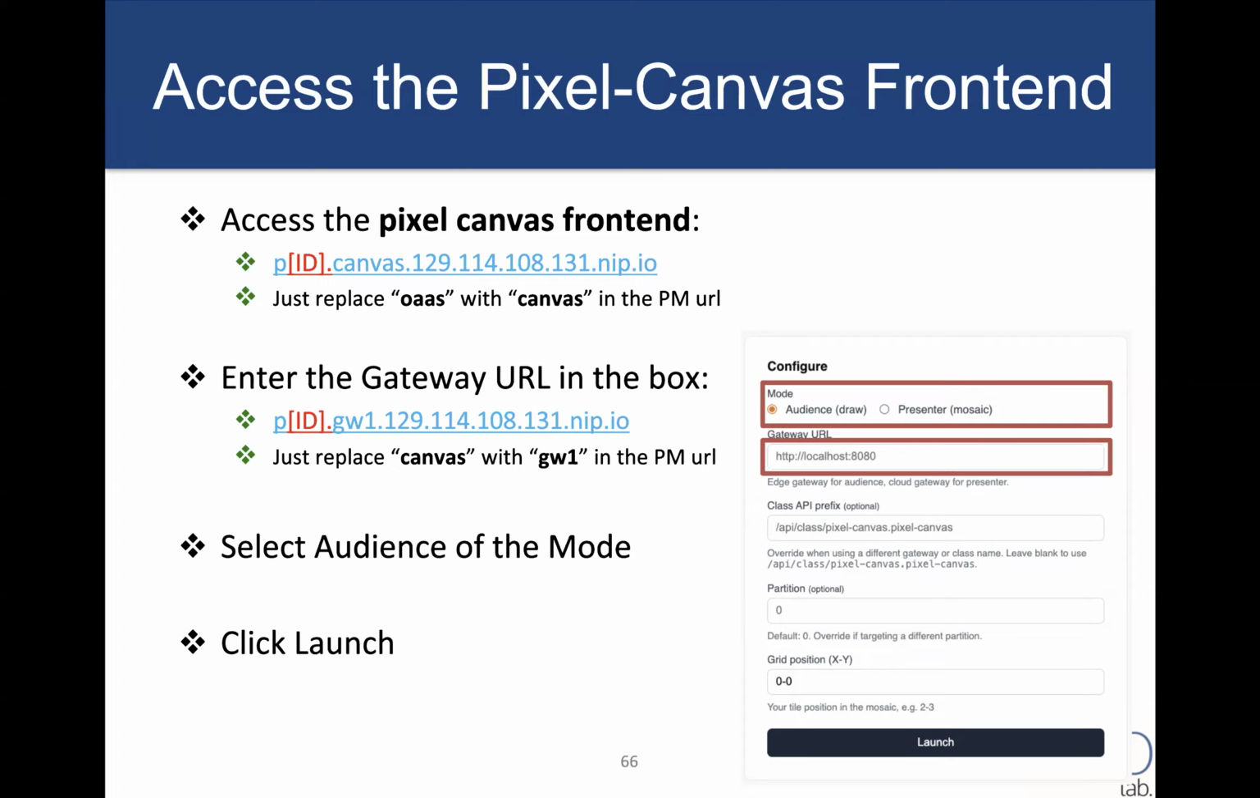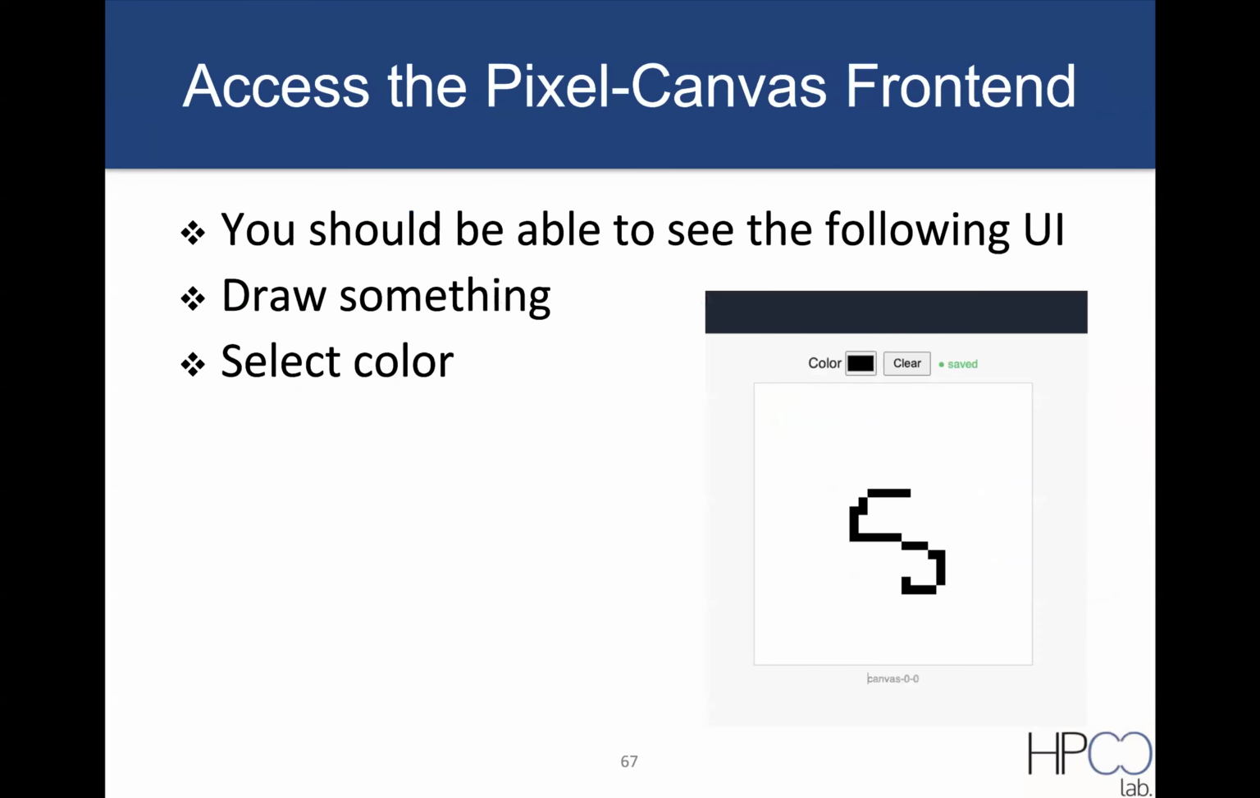GW1. Oh, it's not gateway. Okay, I got it. GW1. GW1, yeah. So we have two gateways. You can connect with the one. Remove the department. Okay. Yeah, so you should be able to see the following UI.